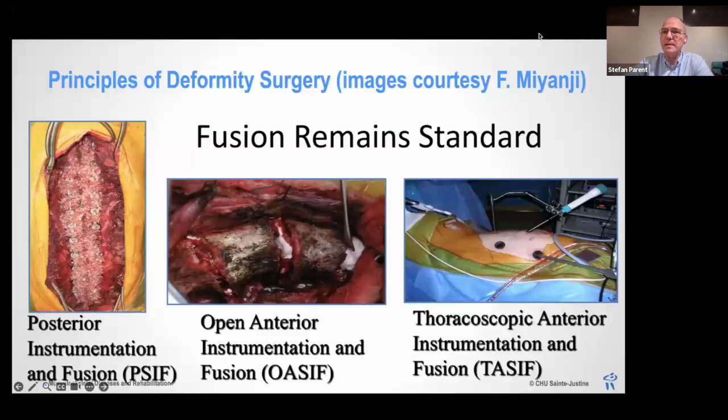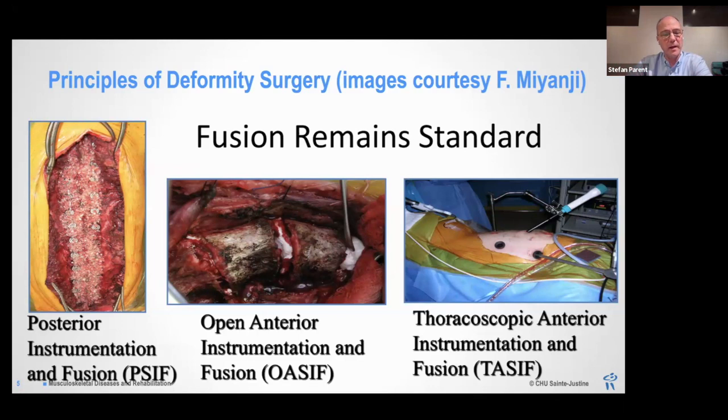Fusion up to now remains a standard for the treatment of scoliosis. Most of us agree today that posterior spinal fusion is usually the standard treatment. There was a pendulum swing at some point toward open anterior and thoracoscopic anterior instrumentation and fusion, but these are less popular nowadays. But because we're doing more VBTs now, people have addressed more deformities from the front, so this is starting to pick up again.